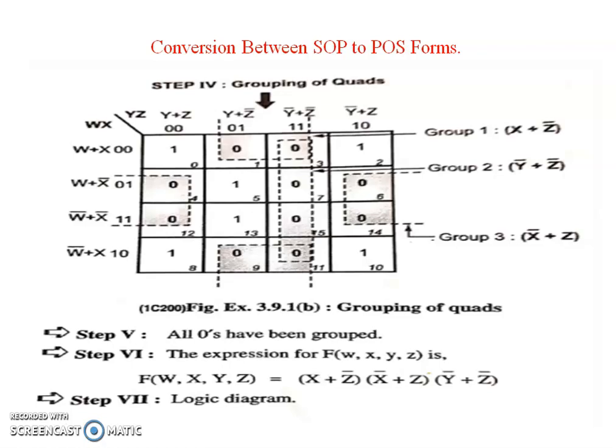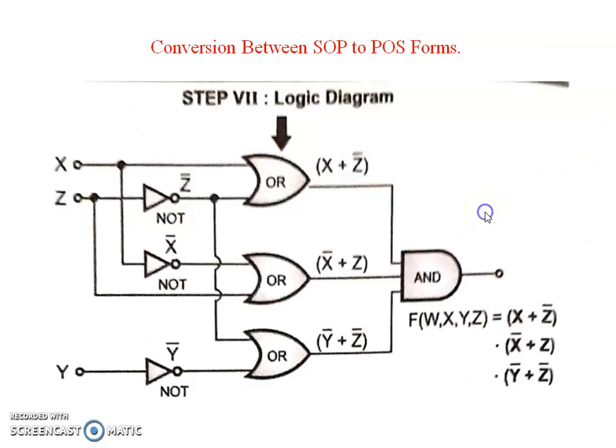So for that we have to draw the logic diagram. So how to draw the logic diagram? See here, X, Y, Z. In our output there are a total of 3 variables. So here we write X, Y and Z. Now our first term is X plus Z bar. So here we write X and plus Z bar. So Z bar is obtained with the help of a NOT gate.